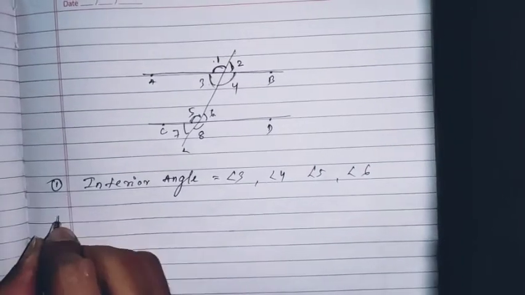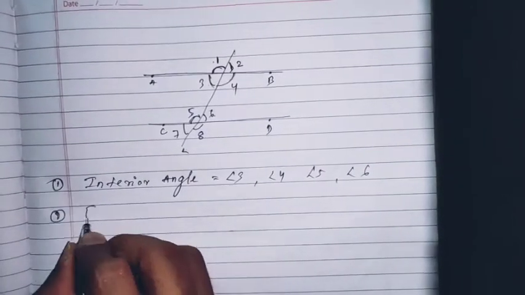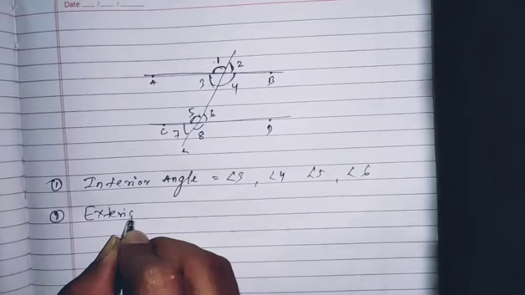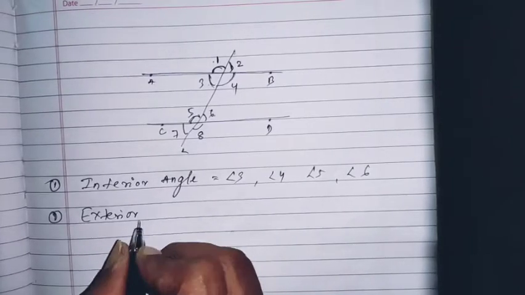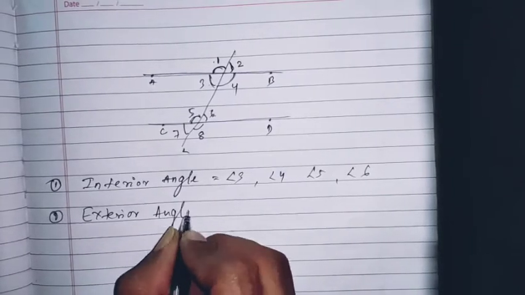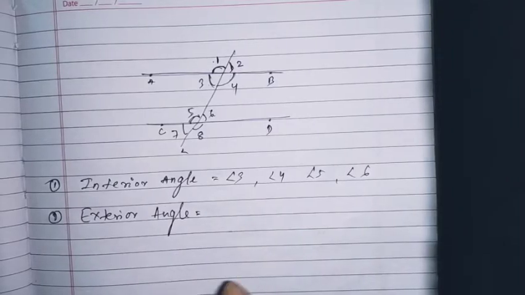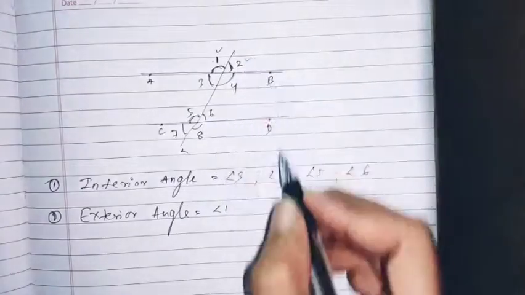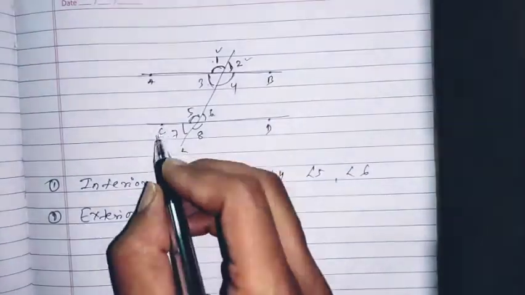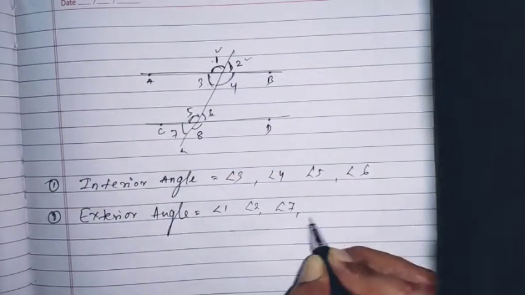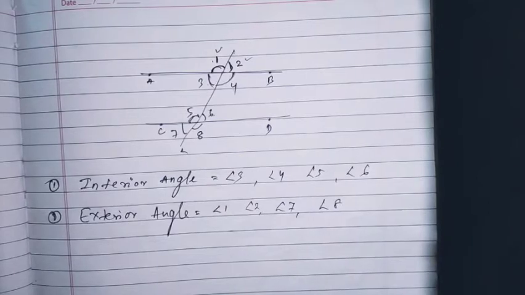Okay, so next is the exterior angle. Exterior means just the opposite of interior, means outside. So what are the outside angles? That is angle 1, angle 2, angle 7 and angle 8. So exterior means outside the lines: angle 1, angle 2, angle 7 and angle 8.